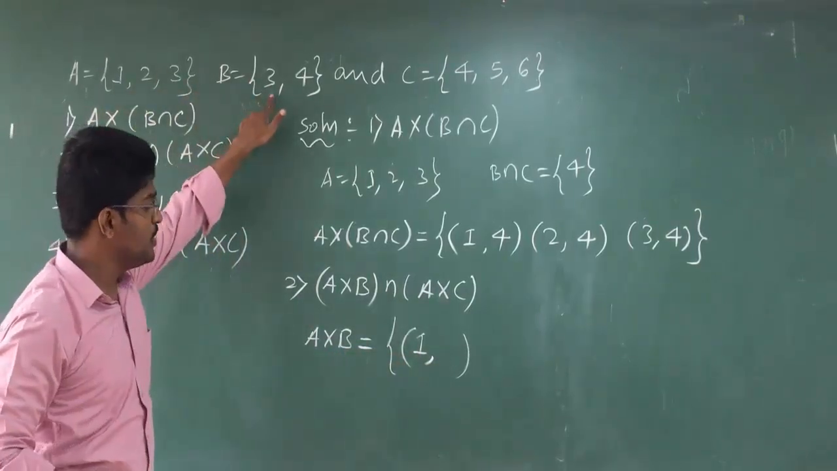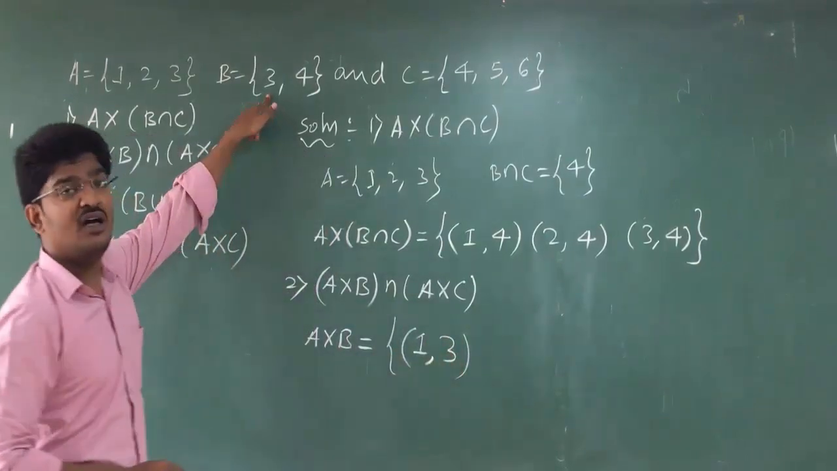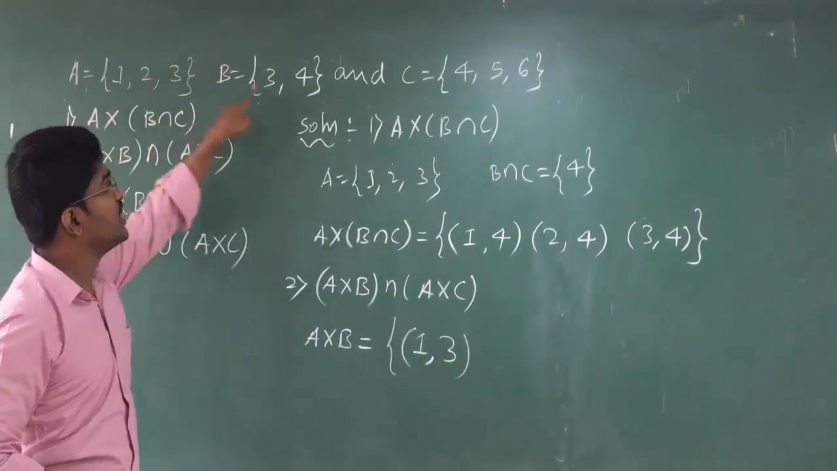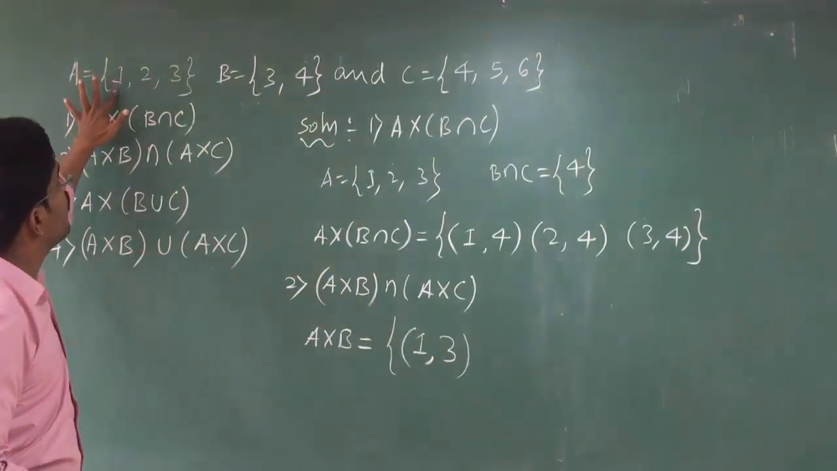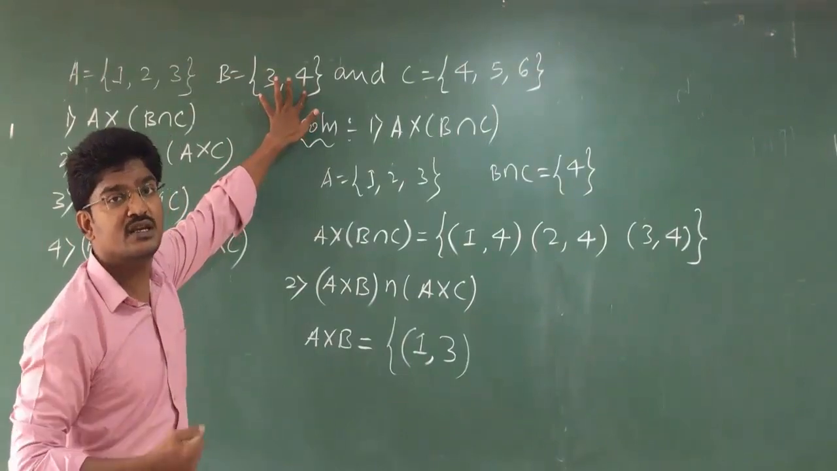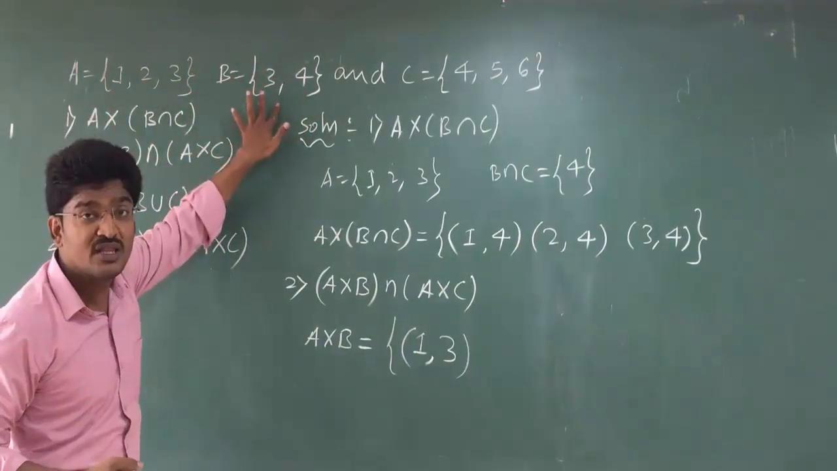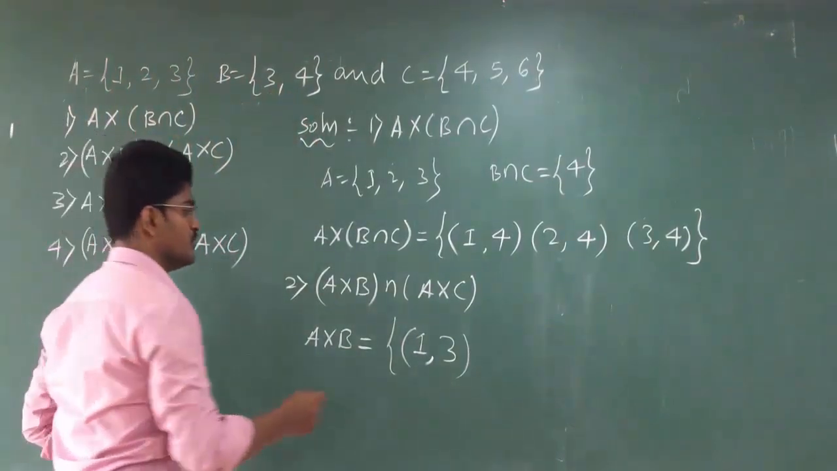Second set ಅಲ್ಲಿ ಯಾವುದು? B. ಅಂದ್ರೆ first element is 3. So 1 3. So 1 3 is your first ordered pair. Let us see again. Next 1 4, because there are 2 elements. Clear? So the first element is 1 3, the second element is 1 4. Clear?